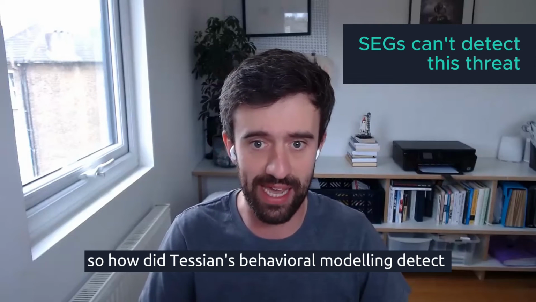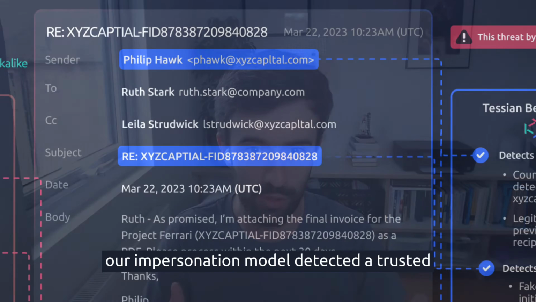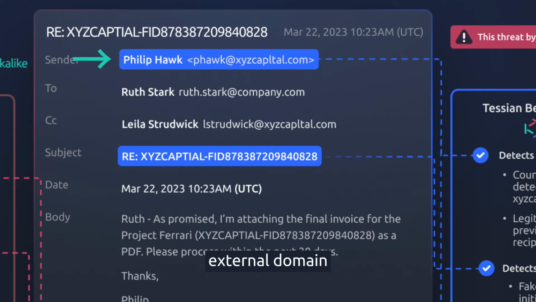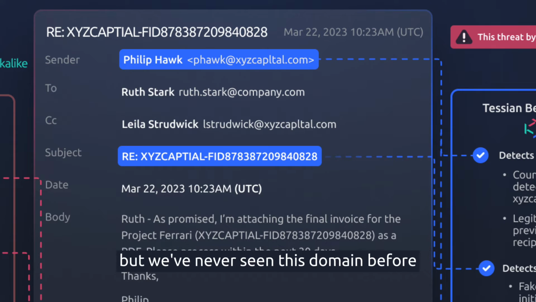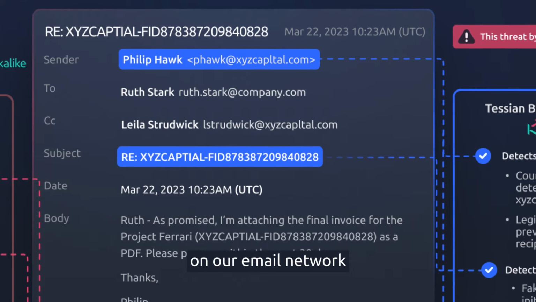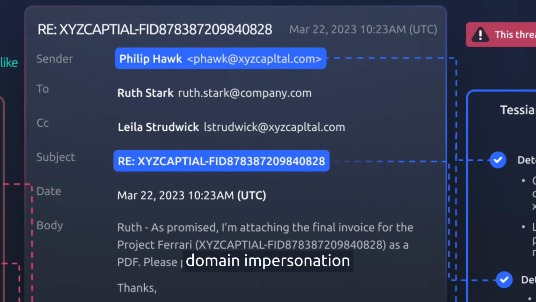So how did Tessian's behavioral modeling detect this attack? Well, firstly, our impersonation model detected a trusted external domain that had one character difference. We also knew that Philip and Layla worked for this trusted company, but we'd never seen this domain before on our email network. So all of those combined kind of screams domain impersonation.